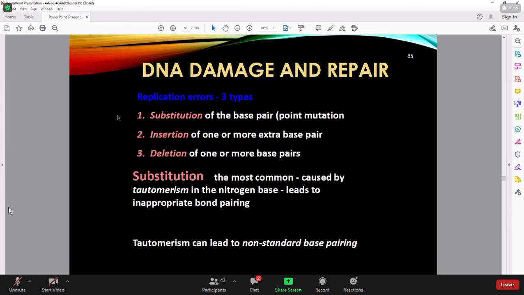Alright, so there are types of replication errors: either substitution of the base pair, or insertion of an extra base pair, or deletion. Substitution, insertion, deletion, so these lead to errors in replication. The most common one is substitution. It is caused by polymorphism in the nitrogen base, so it leads to inaccurate base pairing.